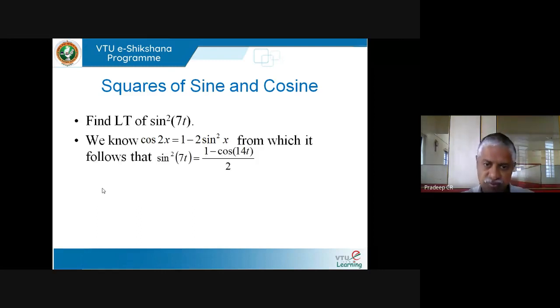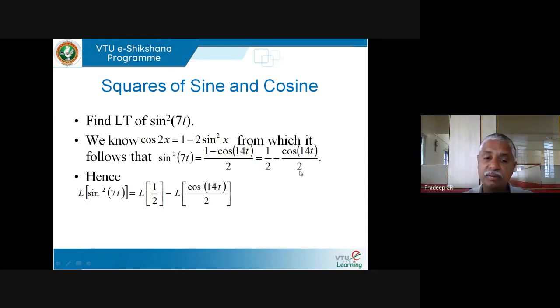If you use that, put x equal to 7t here, then you will get sine square 7t is 1 minus cos 2 times 7t, that is cos 14t, divided by 2. This 2 will go down. So how do I find Laplace of this? That means Laplace of sine square 7t is the same as Laplace of 1 minus cos 14t by 2. Now Laplace of this I will use linearity. This I'll write as half minus cos 14t by 2 and use linearity. So Laplace of this is Laplace of this minus Laplace of this.